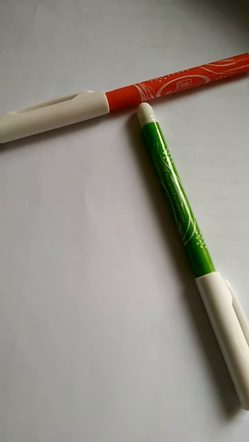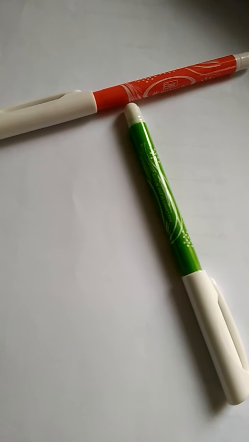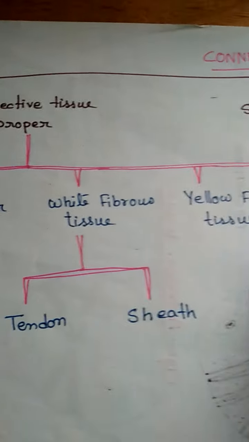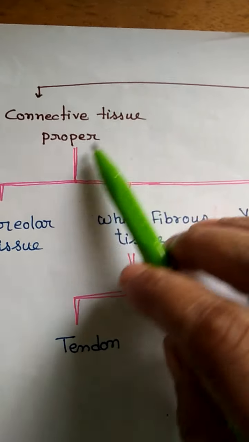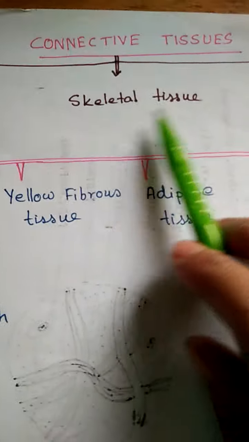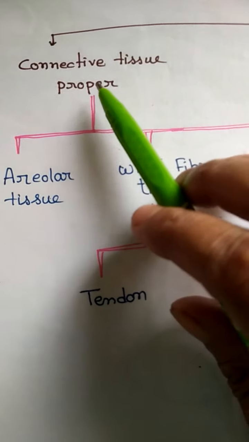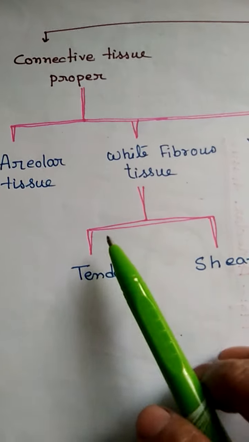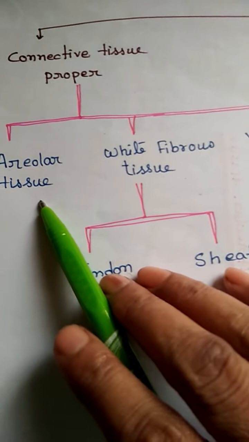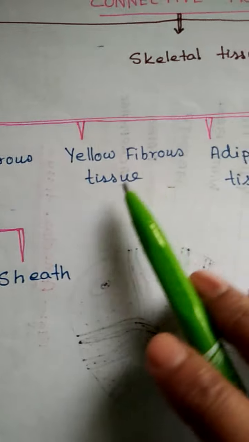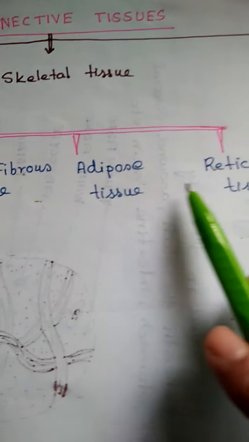Today's tissue is connective tissue. Connective tissue is of mainly three types: connective tissue proper, then skeletal tissue, and then vascular tissue. First, connective tissue proper. Again, there are different types of connective tissue: areolar tissue, white fibrous tissue, yellow fibrous tissue, adipose tissue, and reticular tissue.